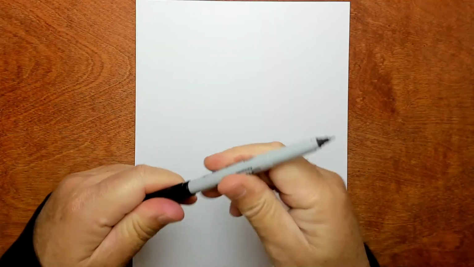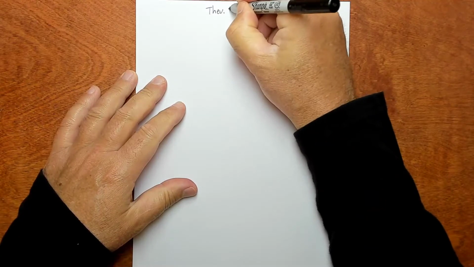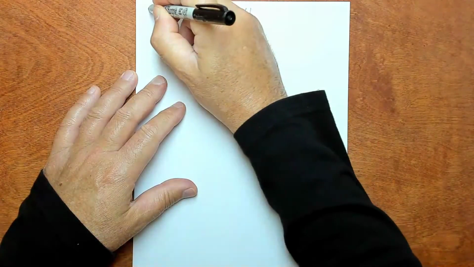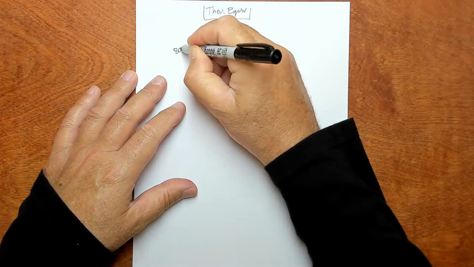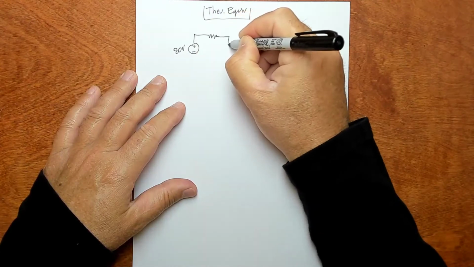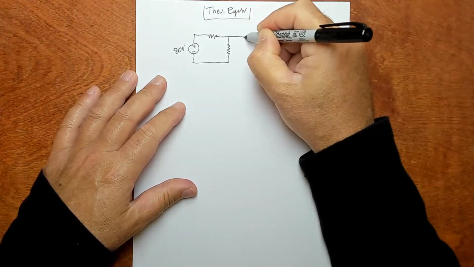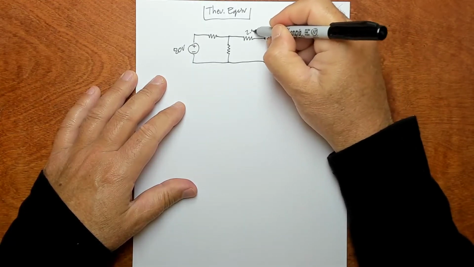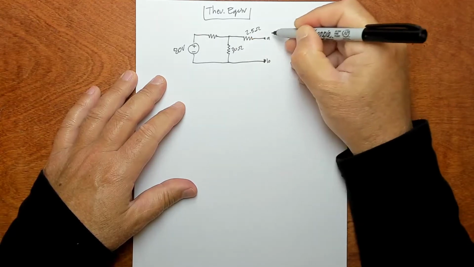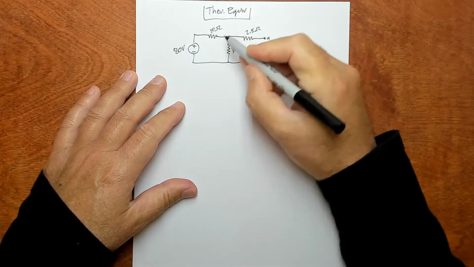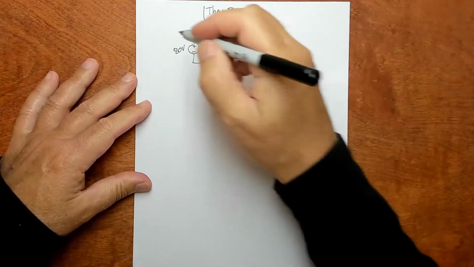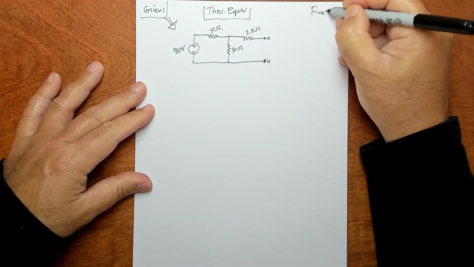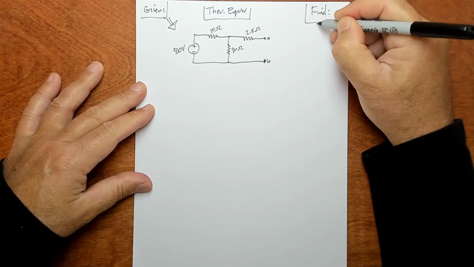Welcome back. Let's do another Thevenin equivalent circuit. We are given this little circuit right here with an 80 volt source and a resistor network. Terminals AB are the terminals of interest for the Thevenin equivalent. We have a 10 ohm resistor, a 2.5 ohm resistor, and a 30 ohm resistor. This is what's given, and we want to find the Thevenin equivalent.